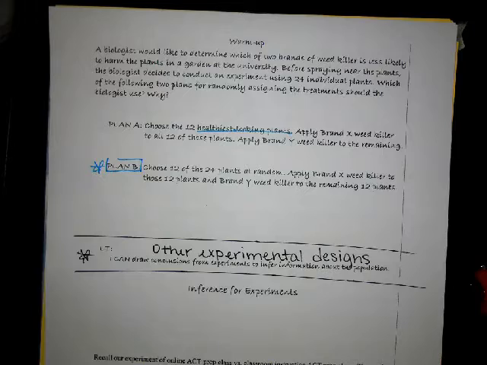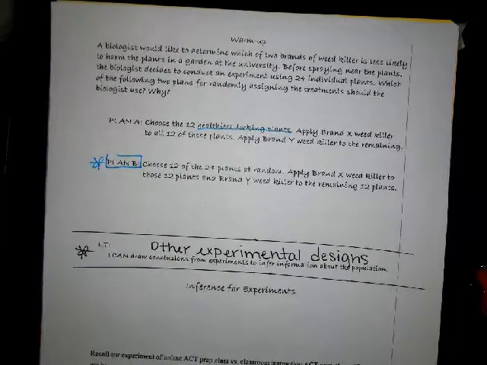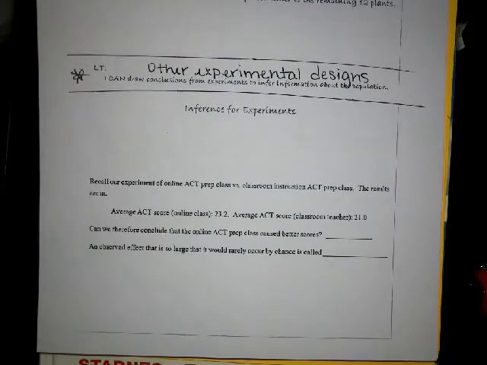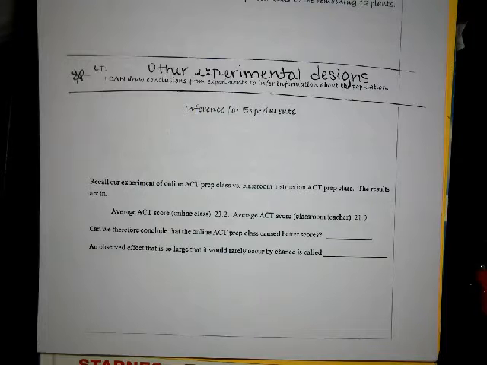So, we talked about inference with samples. Now we're going to look at it for experiments. So recall our experiment of online ACT prep class versus the classroom instruction. The results are in. The average ACT score for those who took the online prep is 23.2, and the average ACT score for the classroom teacher group is 21. Can we therefore conclude that the online ACT prep class caused better scores?